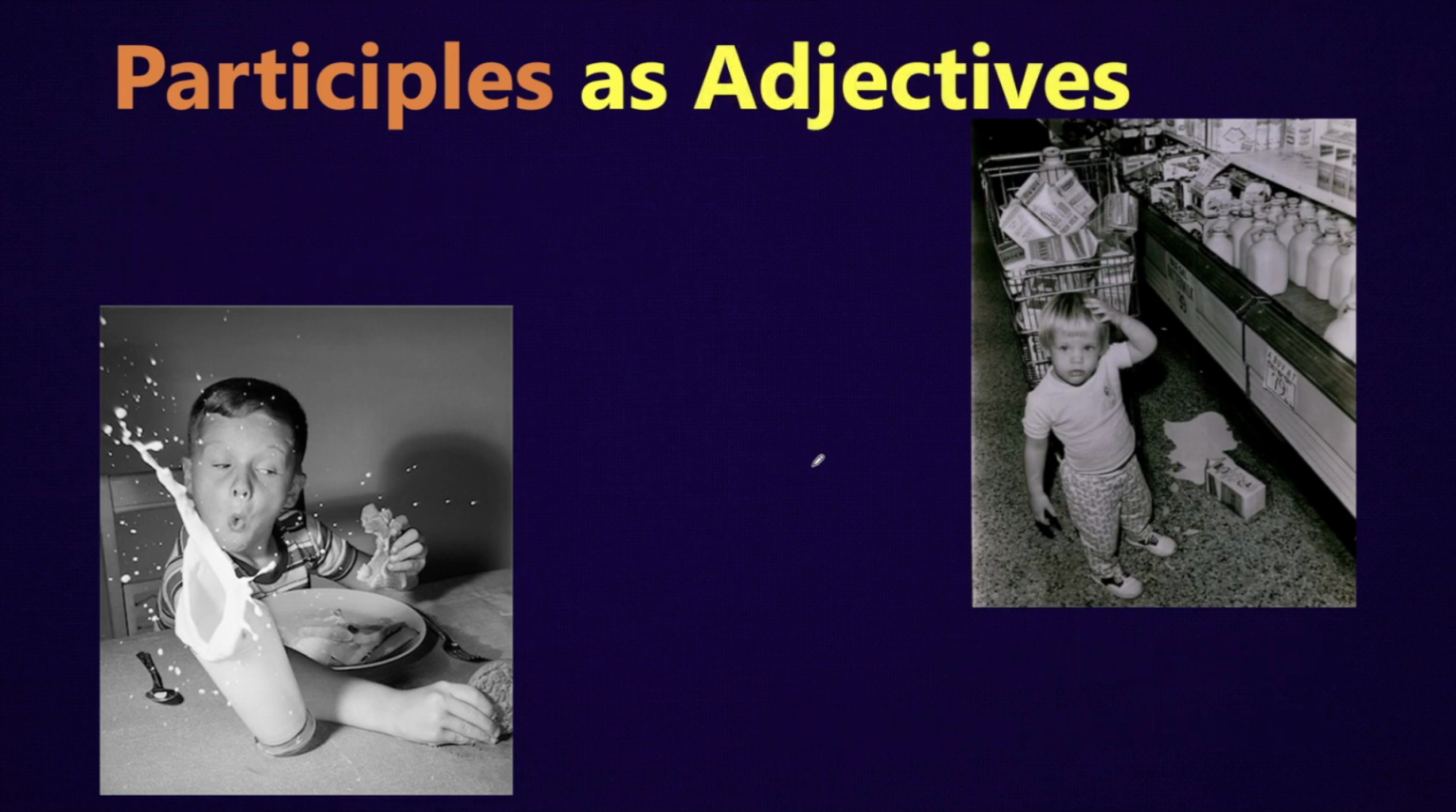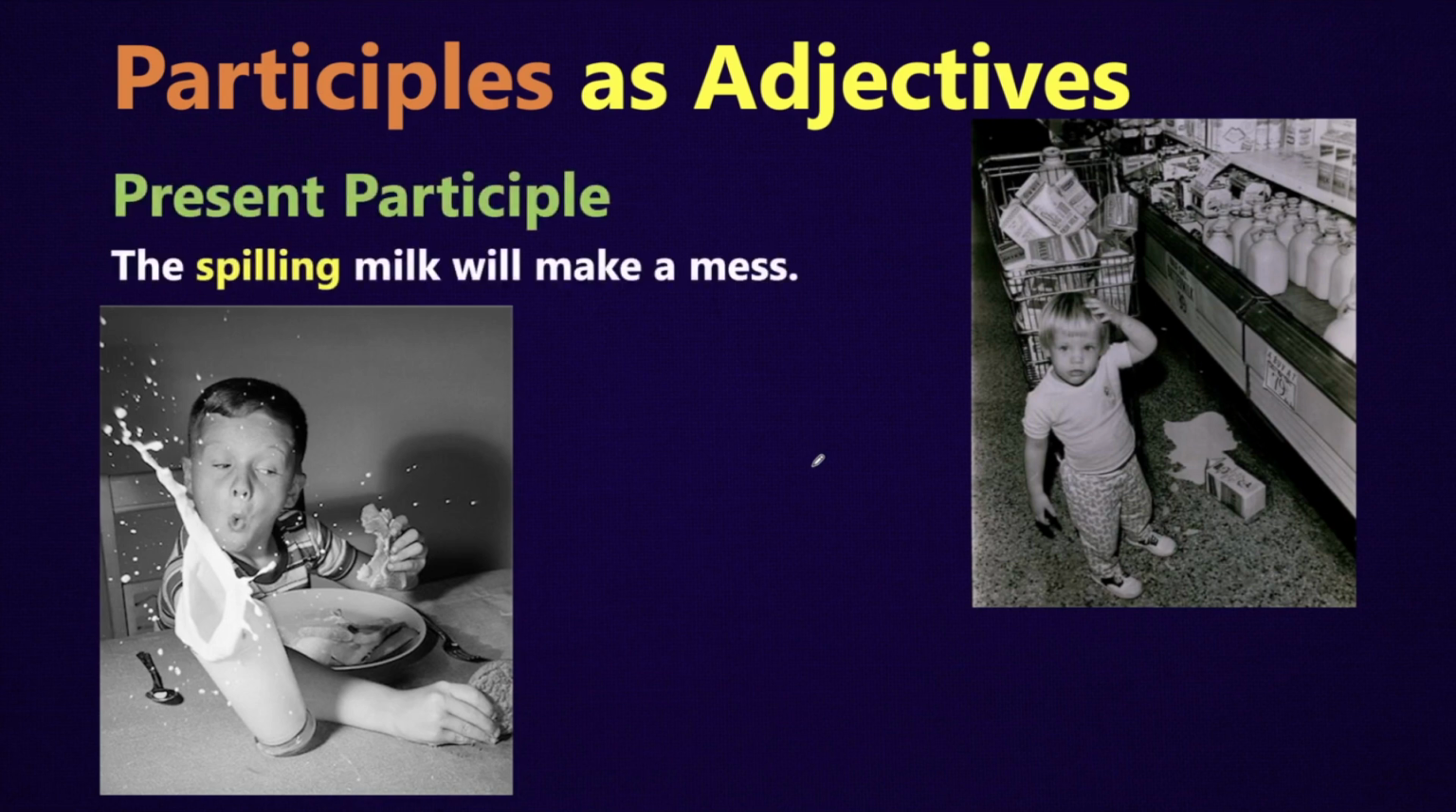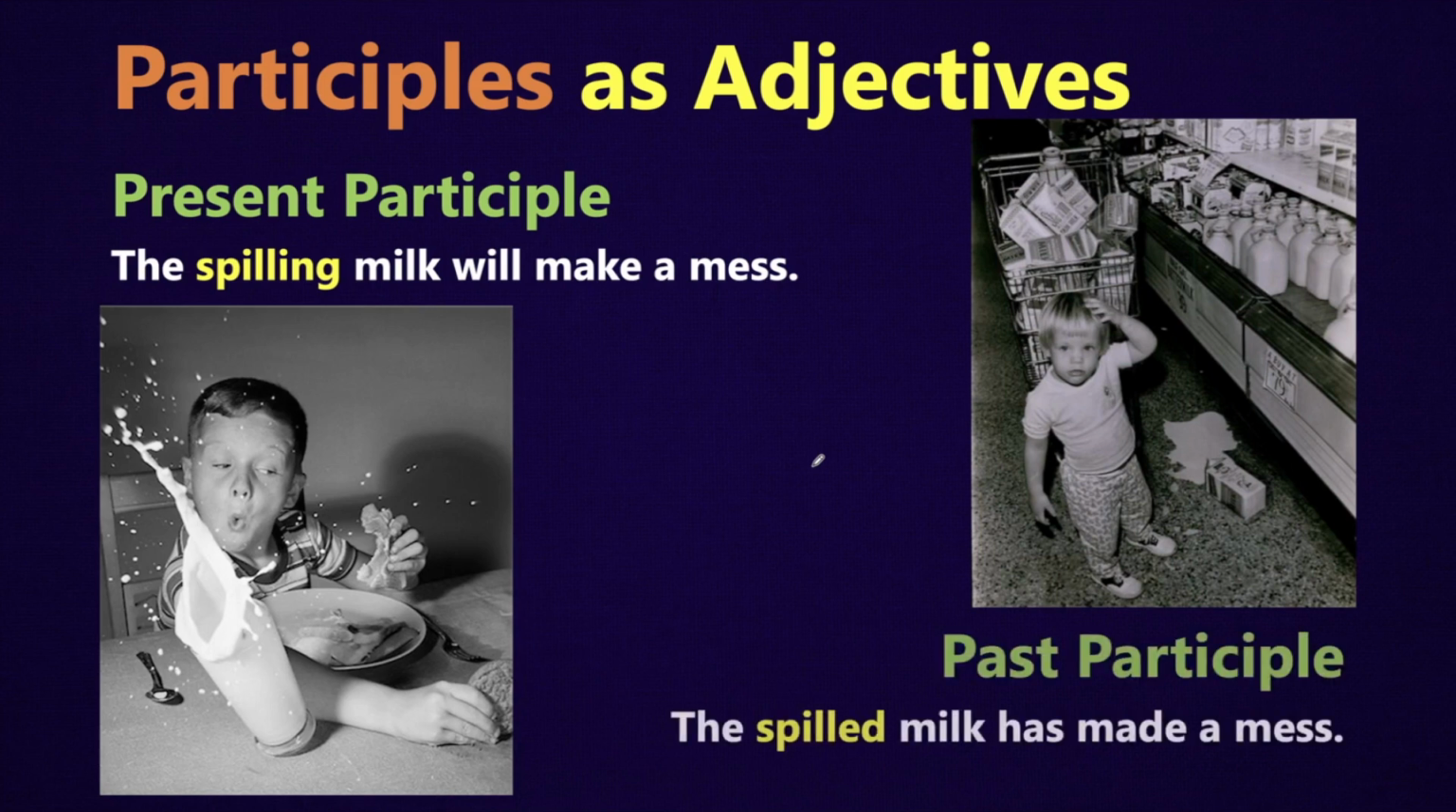When participles are being used as adjectives, you will see them at a different place in the sentence. For example, the present participle, the spilling milk will make a mess, or the past participle, the spilled milk has made a mess. So here, if we look at these sentences, the verb is actually will make or has made. Spilling or spilled are being used as adjectives. And in these sentences, they are coming before the noun that they are describing. So spilling is describing the milk, and spilled is describing the milk.